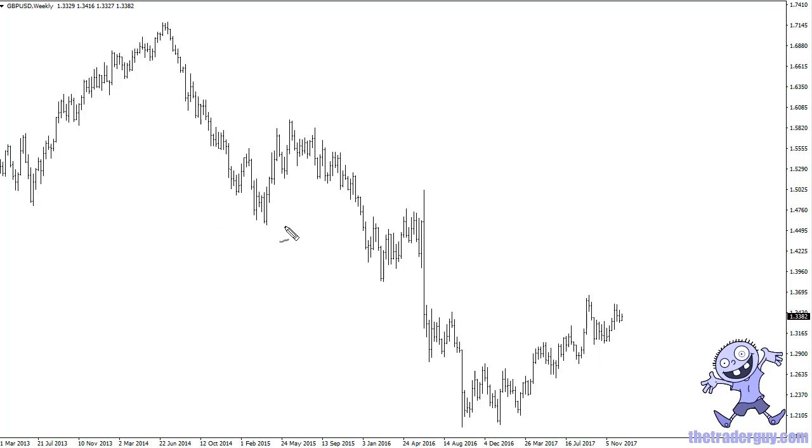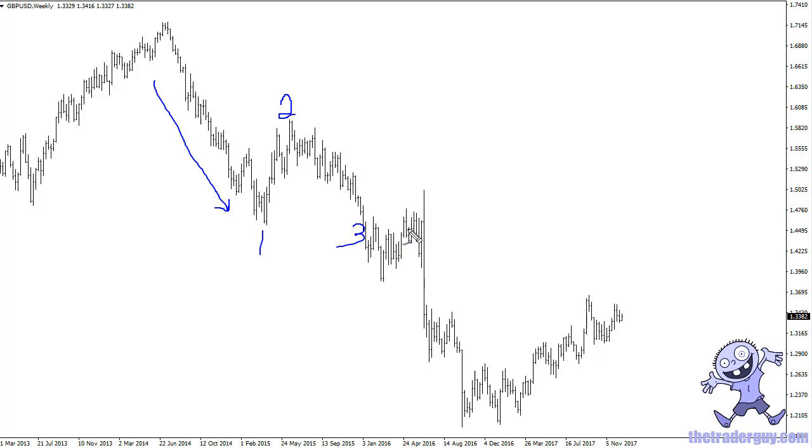So a 1-2-3 pattern is simply you get a move, like in this case, we broke down here, and then you get a bottom. It does work in both directions, but you get a bounce from there, and then you get a high, and then you get three. Now, three is a breakdown below the lows.